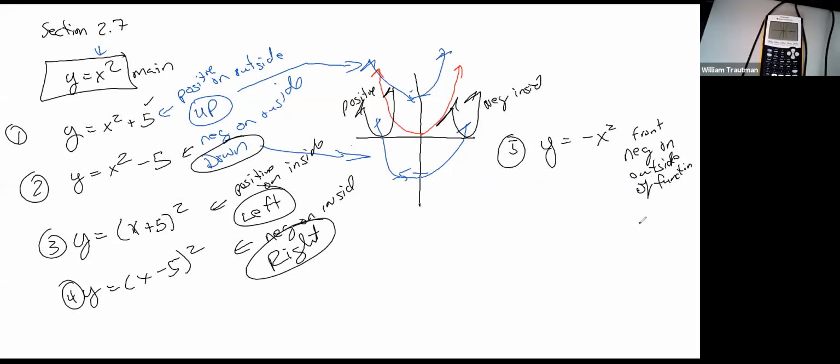A negative flips it. I think this might be a way. There's the original. And if you look at the horizontal line here, it flips it on the horizontal line. As though there was a horizontal line there, it just flips it.